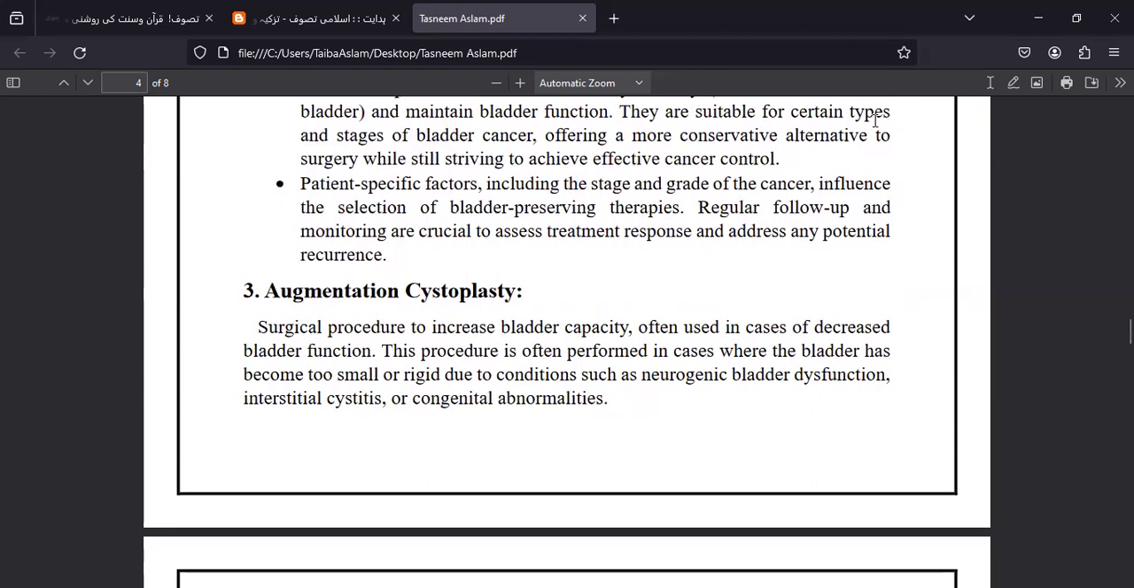Next, I will discuss augmentation cystoplasty, surgical procedures to increase bladder capacity, often used in cases of decreased bladder function. This procedure is often performed in cases where the bladder has become too small or rigid due to conditions such as neurogenic bladder dysfunction, interstitial cystitis, or congenital abnormalities.